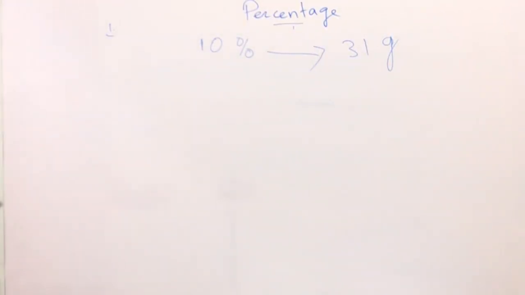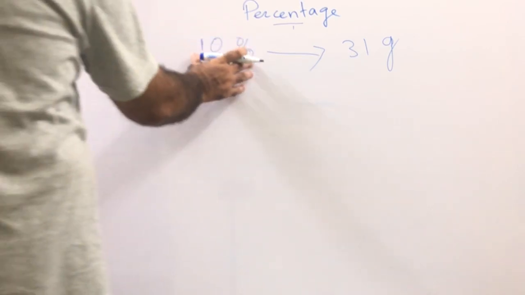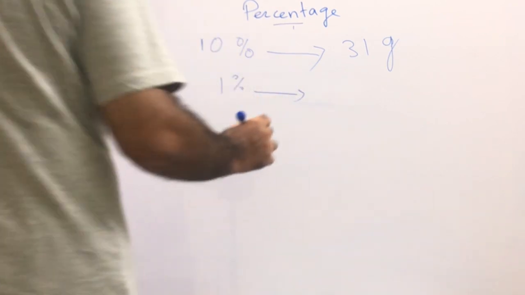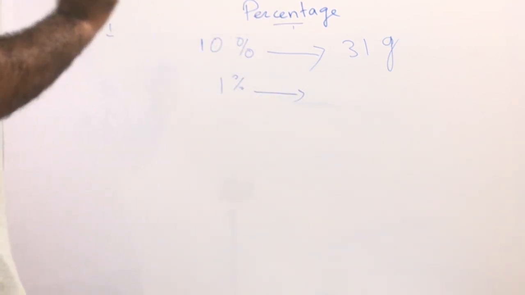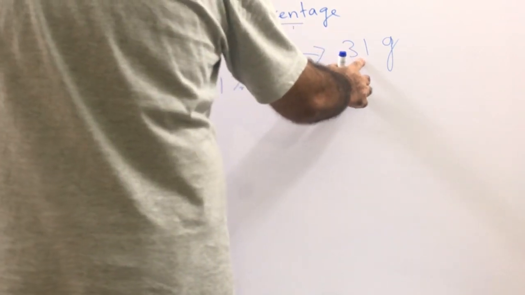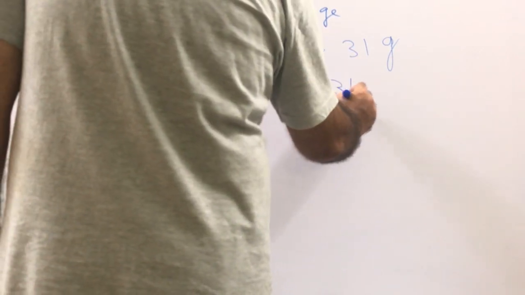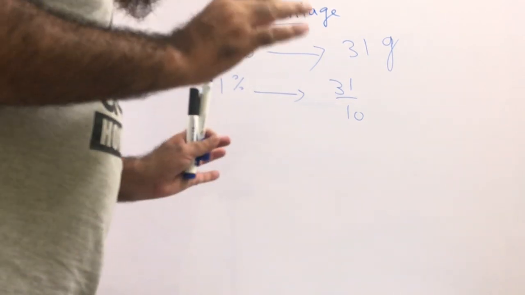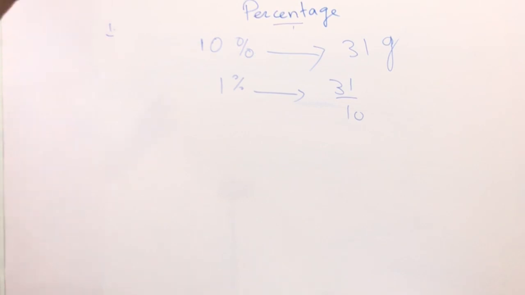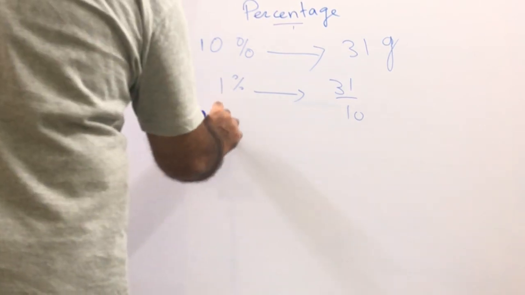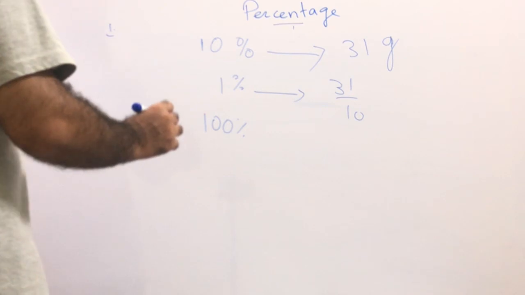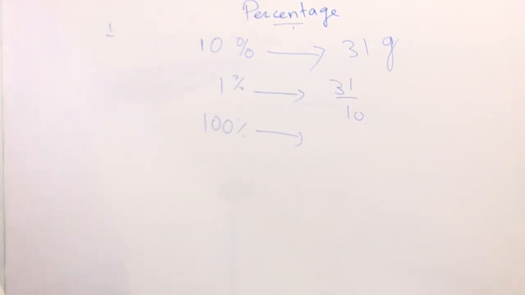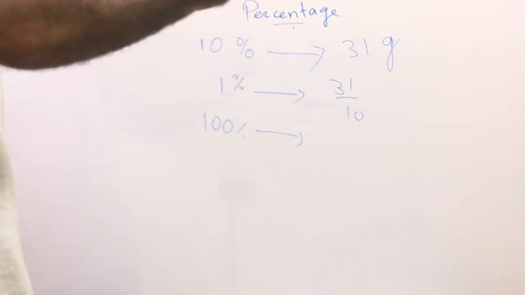If we like to calculate 1%, this is 10%, so 1% will be smaller, so we will divide. When we need to get a smaller result, we just divide. We will divide 31 by 10. Now we need to know the total quantity, the daily recommended intake, and that is 100%. We know 1% is the small one, so 100% will be the big one. When we are talking about the bigger result, we just multiply.